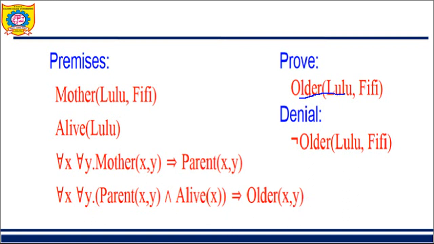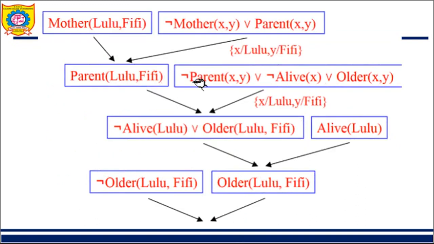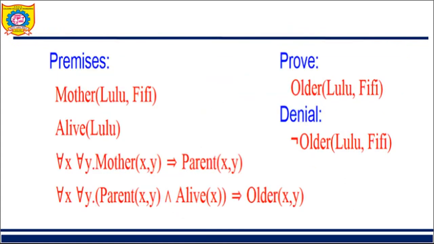Okay, so what is our first step while proving this? We need to take the clauses. Now I have not taken all the clauses in line because of restrictions of place, right? So I will take only the relevant clauses, whatever we need. First clause we have taken is mother Lulu comma Fifi, and the second clause we have taken is: not mother or parent of Fifi.